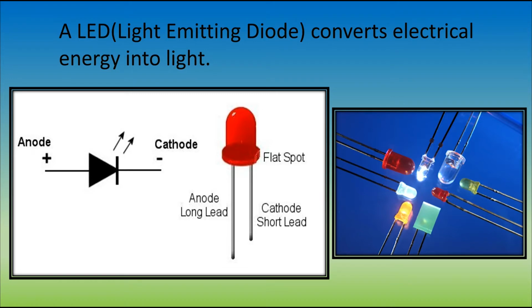Also note that LEDs are a form of diode, meaning they only allow current to flow through them in one direction. Most LEDs have one longer pin and one shorter pin. The longer pin is the positive side, and the shorter pin is the negative side.